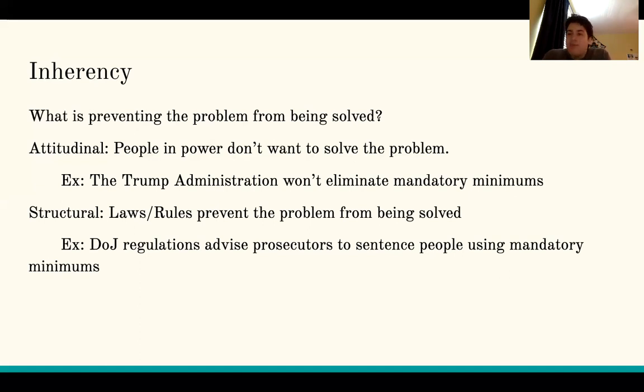And then the second main type of inherent barrier is a structural barrier, saying that there are laws or rules that are preventing the problem from being solved. For example, you could say the Department of Justice regulations advise prosecutors to sentence people using mandatory minimums. That's a law that currently creates mandatory minimums, and as long as that exists, we're not going to see change in the status quo. That's why we need an affirmative plan.